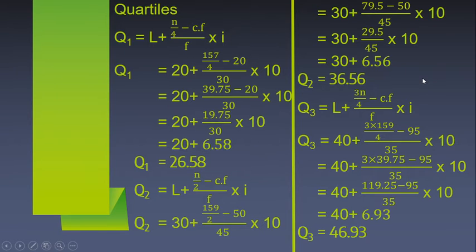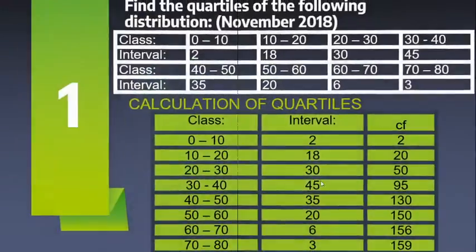Now going on to Q3. Q3 is L plus 3N by 4 minus CF by F into I. First we have to find out 3N by 4. 3N by 4 is 3 into 159 by 4. So that is 3 into 39.75, which comes to 119.25. We are going to mark it over here.